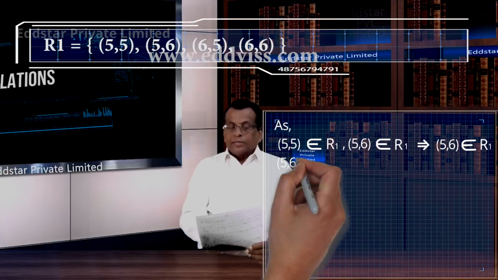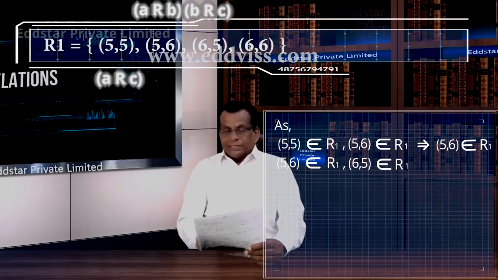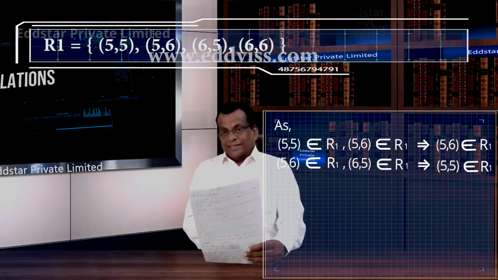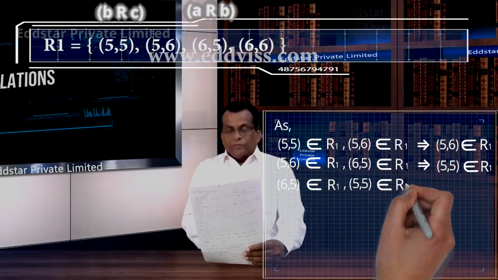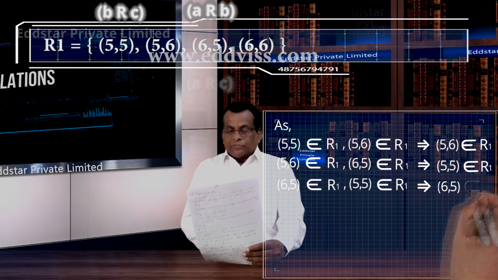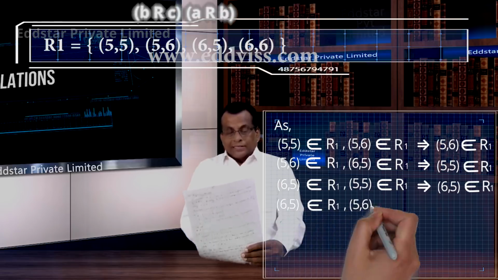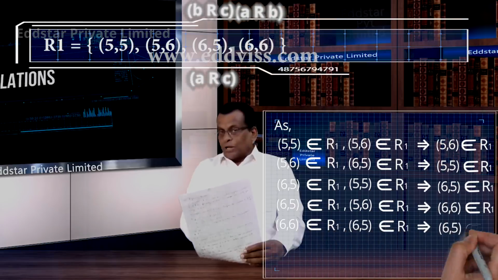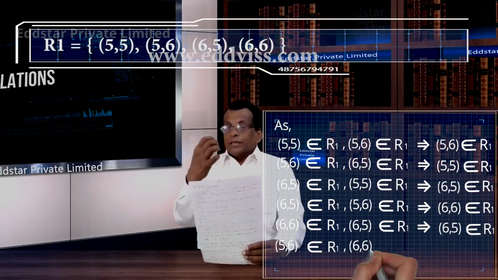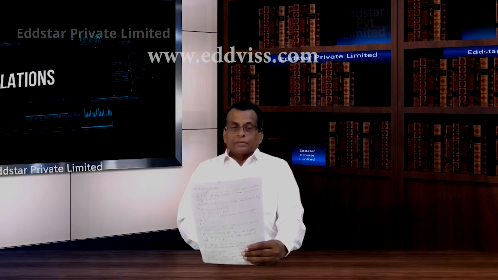Similarly (5,6), (6,5): then (5,5) should be present. It is there. Next, similarly (6,5) and (5,5): if we take (6,5) and (5,5), then (6,5) should be present. It is also there. (6,5) and (5,6), (6,6): (6,6) and (6,5), what should be there? (6,5) should be there. That is also there. So that means what? This is a transitive relation. It is a little confusing, little bit troublesome, but you have to understand it.